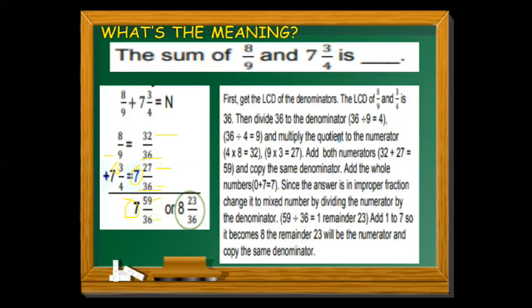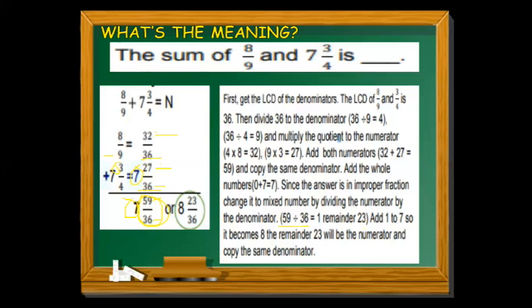So mapapansin nyo class, bakit kaya mas malaki yung numerator sa denominator? So, hindi pa pwede yan. Kailangan siyang proper fraction. Itong 59/36, kailangan mas mababa yung numerator. Para mapaliit natin siya, we will just divide, 59 divided by 36. So the answer is 1, remainder 23.